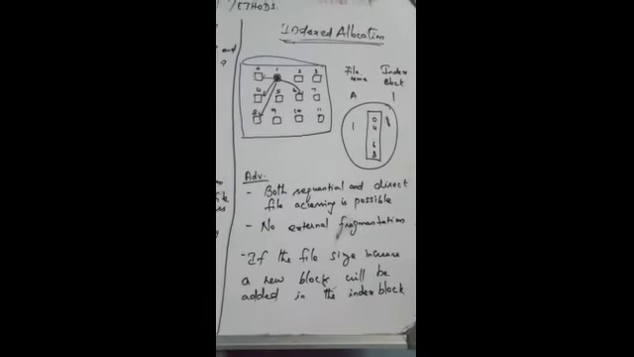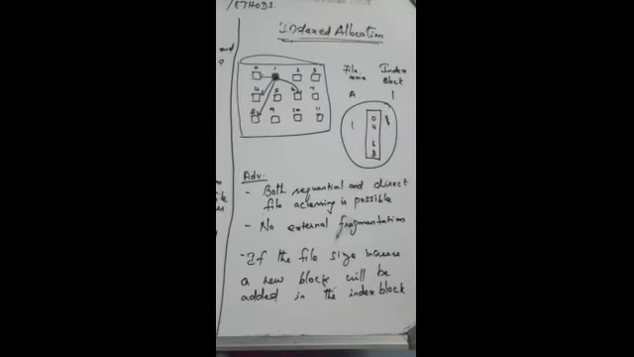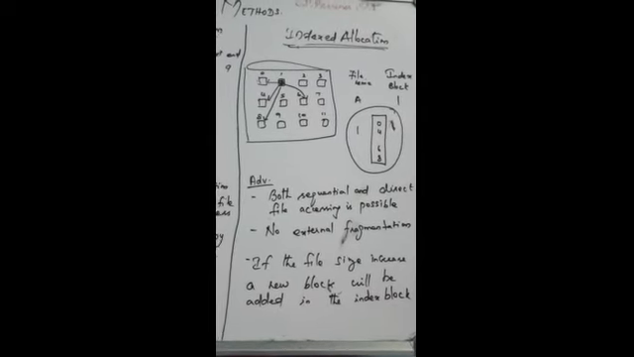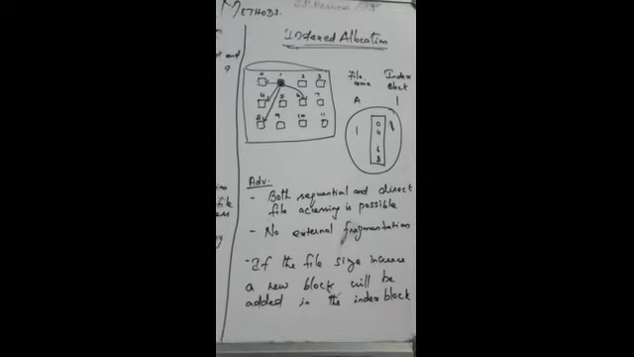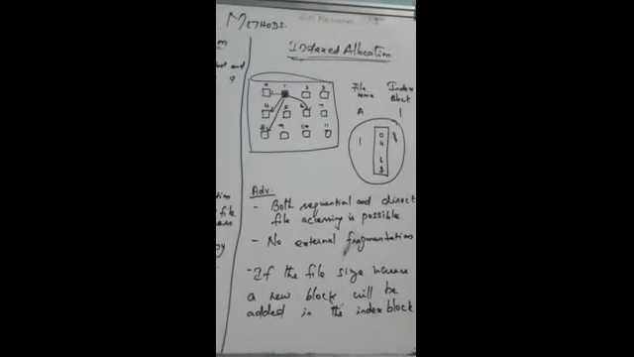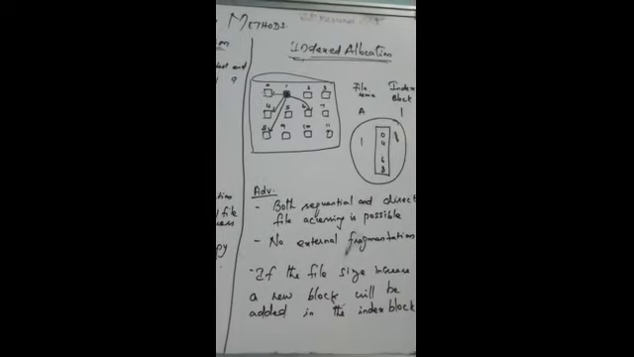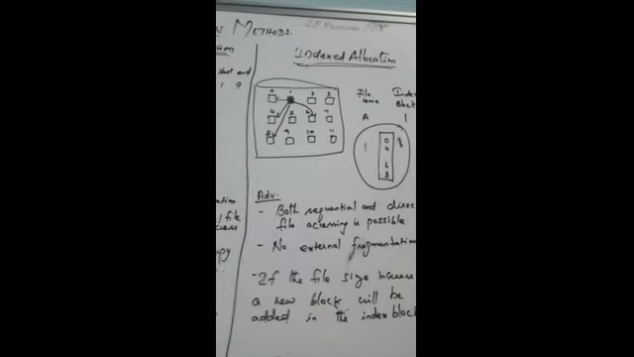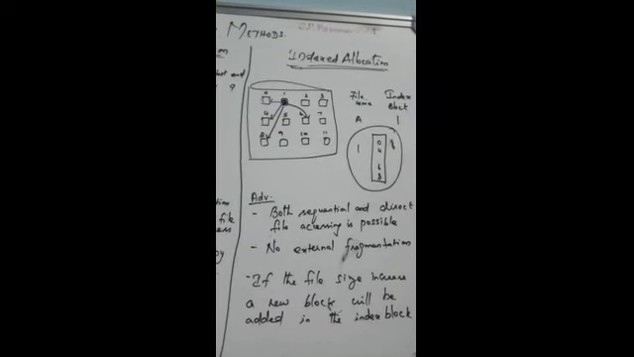The third one is indexed allocation. In this allocation, the details about all the blocks where the file is stored will be mentioned in a single block. Consider the file allocation table. It consists of only the file name and the index block. In this, the file name is A and the index block is 1.